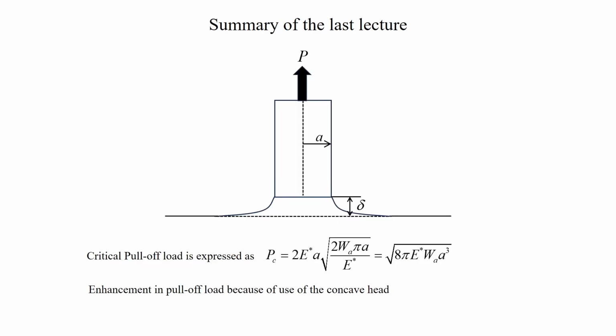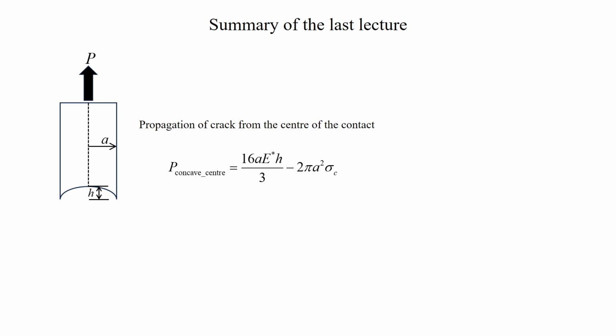We are discussing a cylindrical punch being pulled from an elastic half space, and it is something like this. In some cases we have this flat plate we have discussed, and we also discussed this punch having a concave head, and this is the critical pull off load expression that we derived sometime earlier. Then we showed that there is an enhancement in the pull off load because of this concave head, and that enhancement has been derived.